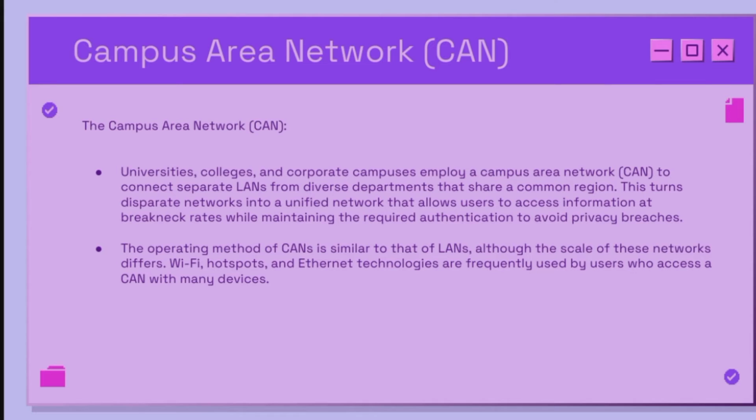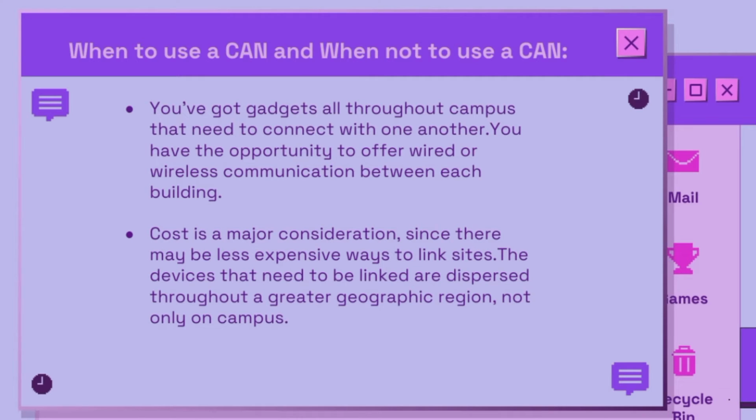The operating method of CANs is similar to that of LANs, although the scale of these networks differs. Wi-Fi, hotspots, and Internet technologies are frequently used by users who access a CAN with many devices. When to use a campus area network: you've got gadgets all throughout campus that need to connect with one another. You have the opportunity to offer wired or wireless communication between each building.